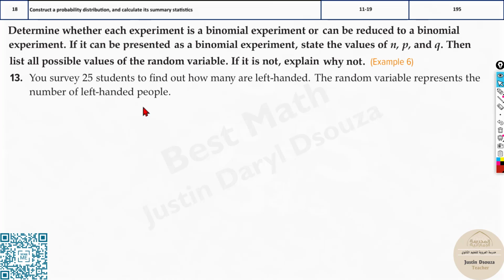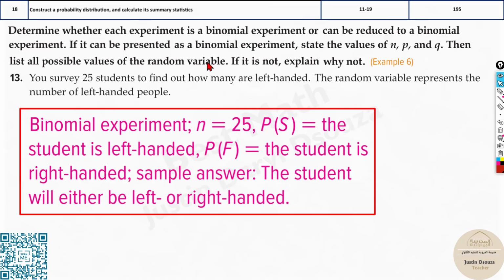See, this is a binomial experiment. Why? Because a binomial experiment deals with two answers: right, wrong, true, false, right-handed, left-handed. Something which will just be two distinct probabilities, okay? So yes, this is a binomial experiment. I forgot to tell n. Now, what is the number of students? n is equal to 25 here.